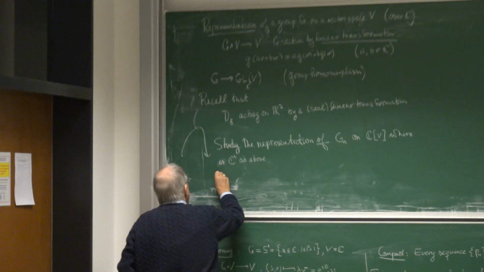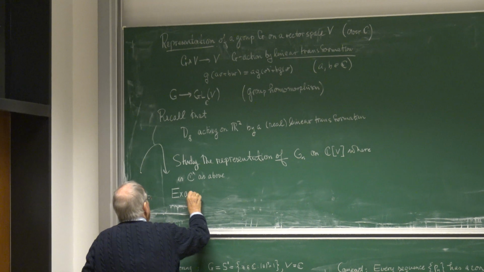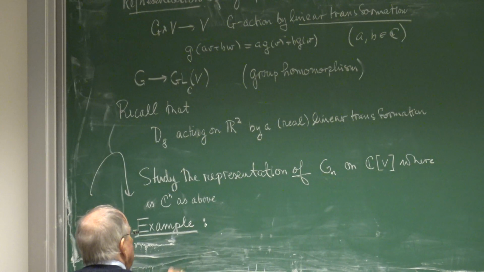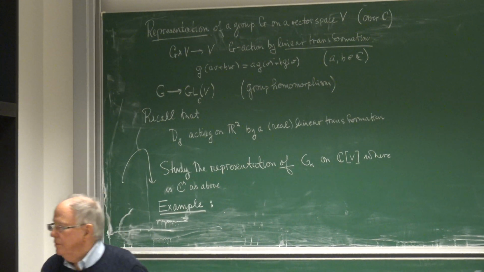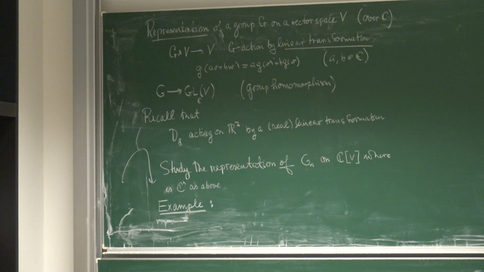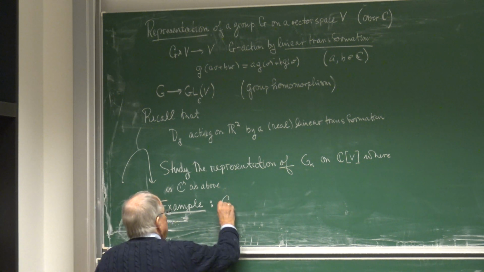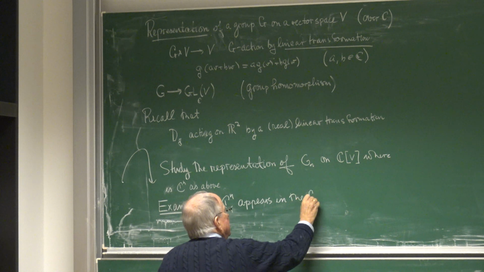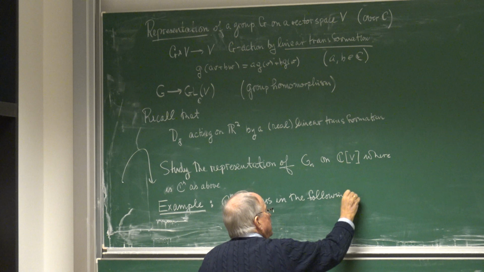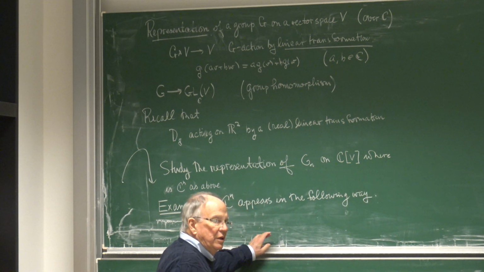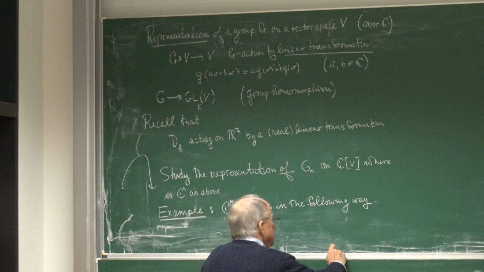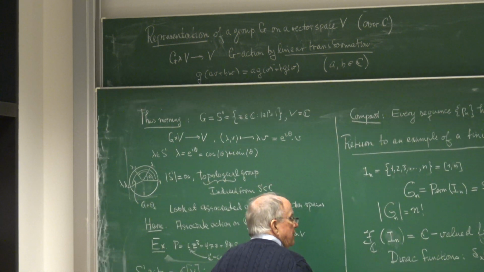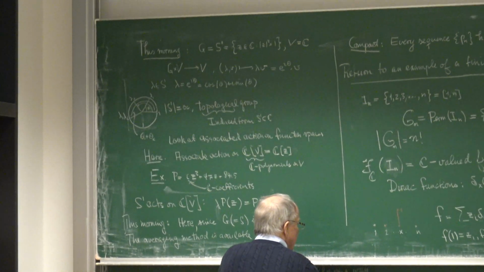So I would like to give you an example of something very interesting. How does Cn appear? Cn appears in the following way. And that's the reason I'm taking over the complex numbers by the fundamental theorem of algebra. It occurs in the following way. So this is very bad didactics here. Cn appears in the following way.